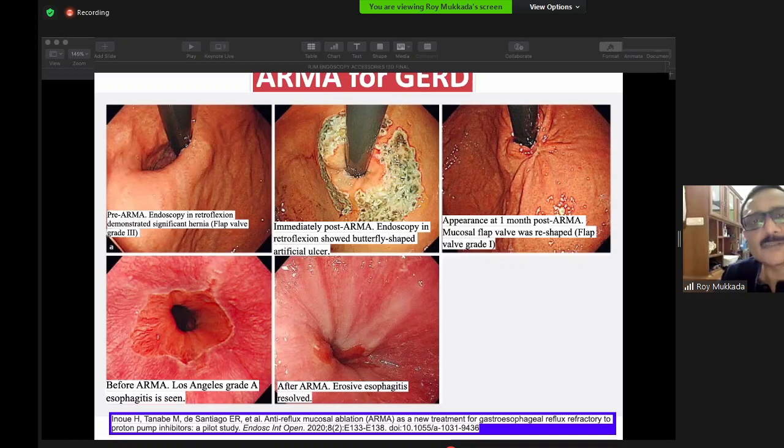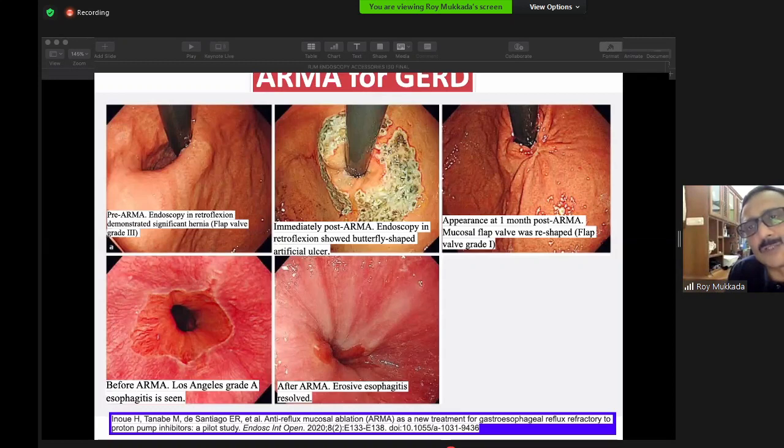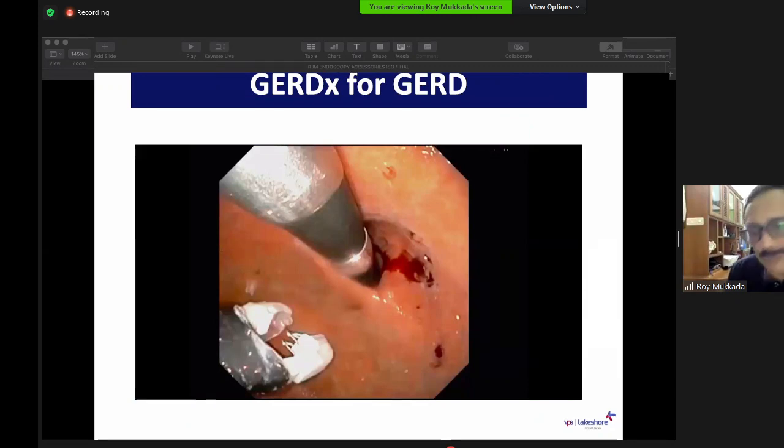So here the importance is it's done like the mucosectomy. You raise the GE junction and then you do ablation in a butterfly fashion. You can see the two wings. Here again, it is only done for Hill's grade 1 to 2 or at the most 3. Sometimes you can do the 3 also. And you can see after the follow-up that the GE junction gets constricted. So this is a good procedure. It's quite simple also.